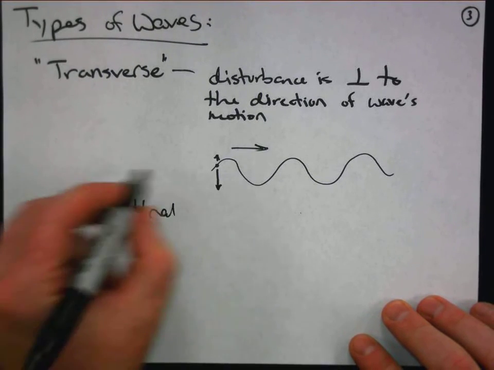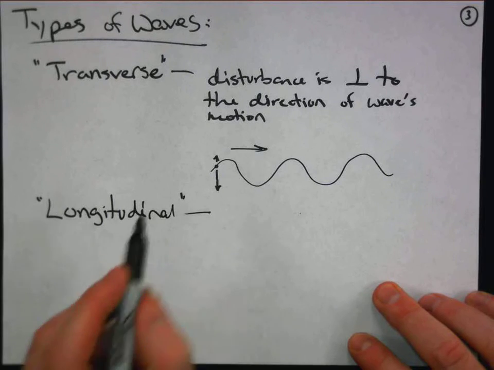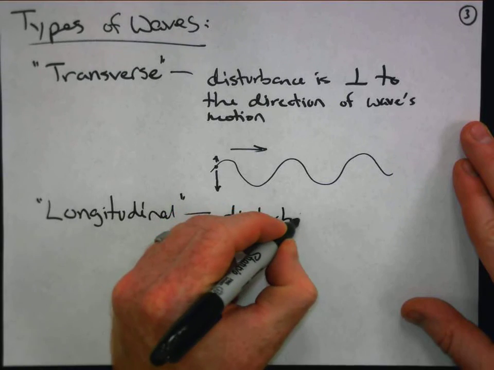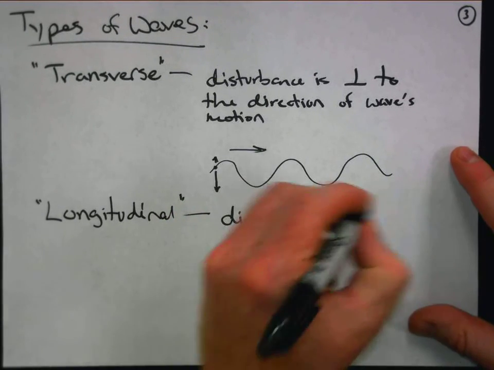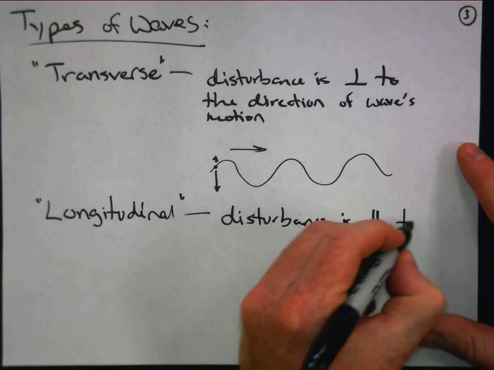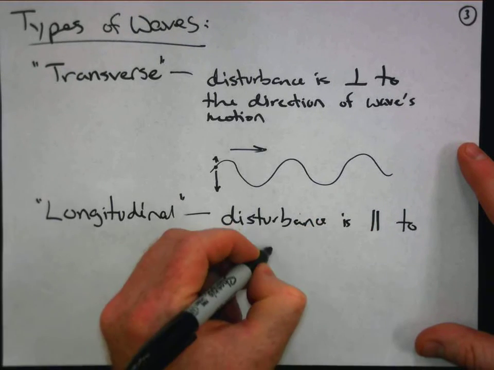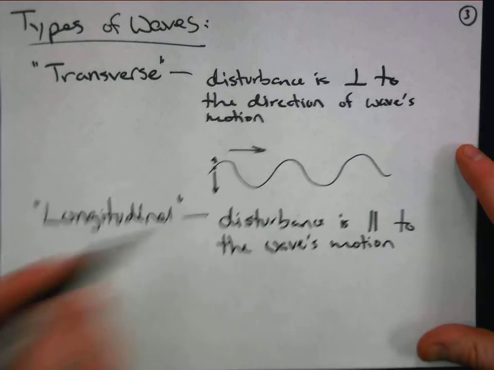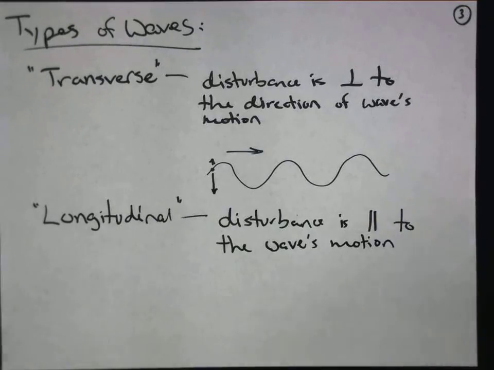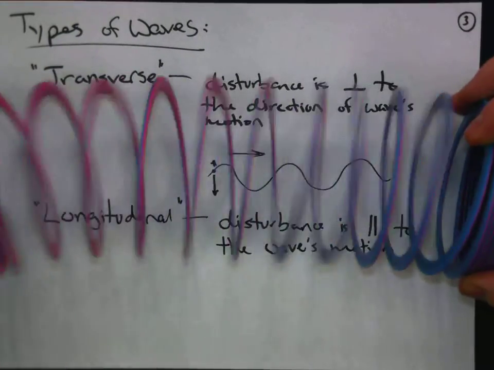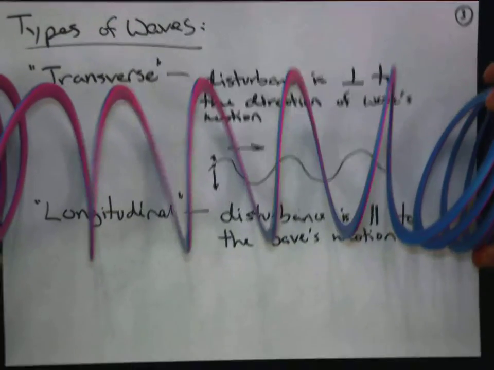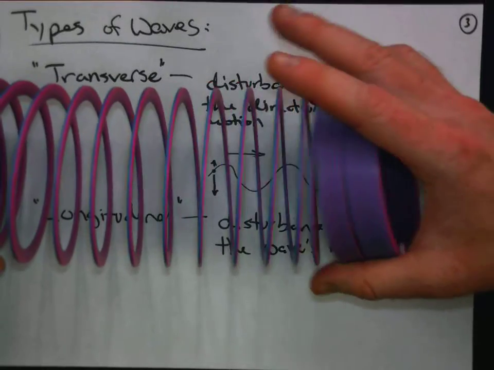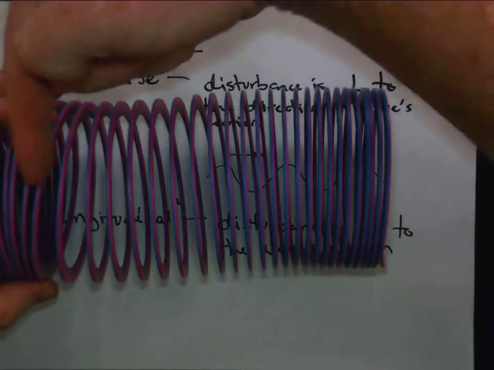Longitudinal waves. Okay. Well, the disturbance for a longitudinal wave is parallel to the wave's motion. All right, so what's that going to look like? Well, that was the first thing you saw when I was first setting this up, and I kind of had things happen like this. And what I can do is let go of some of these coils. And you actually see, it happens kind of fast, but you see it traveling up and down.